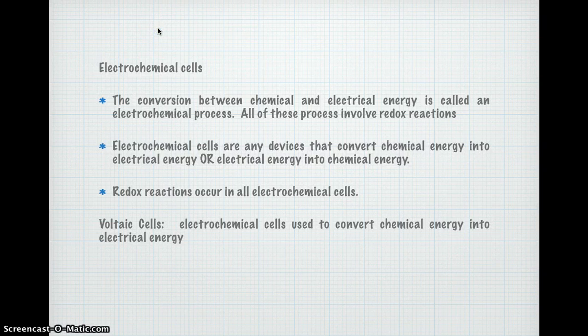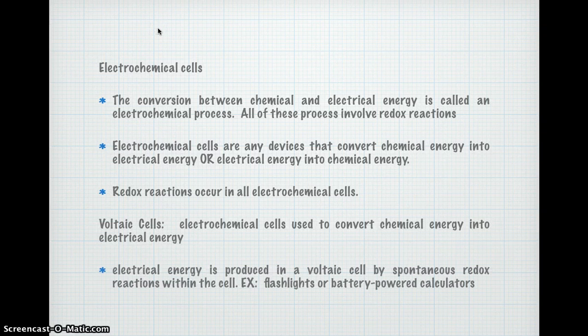Now, the most famous electrochemical cells are voltaic cells. These are electrochemical cells used to convert chemical energy into electrical energy. Electrical energy is produced in a voltaic cell by spontaneous redox reactions within the cell. Examples of voltaic cells and what they operate would be battery-powered flashlights and battery-powered calculators as well.